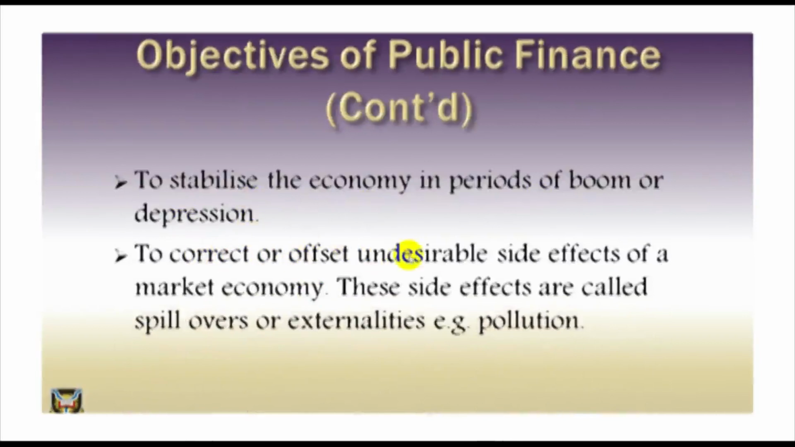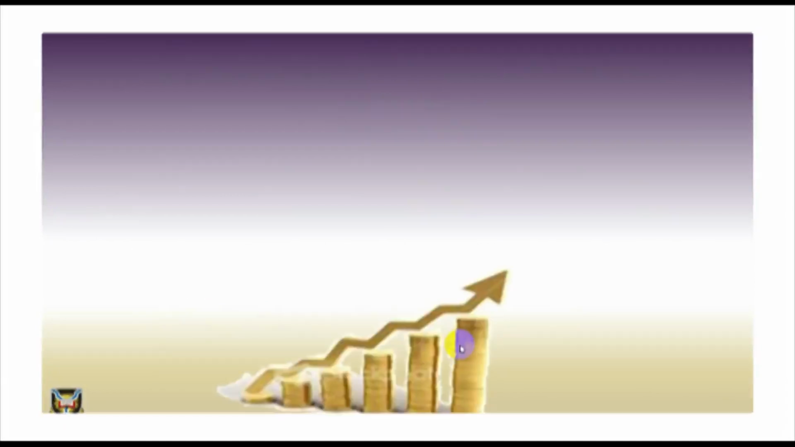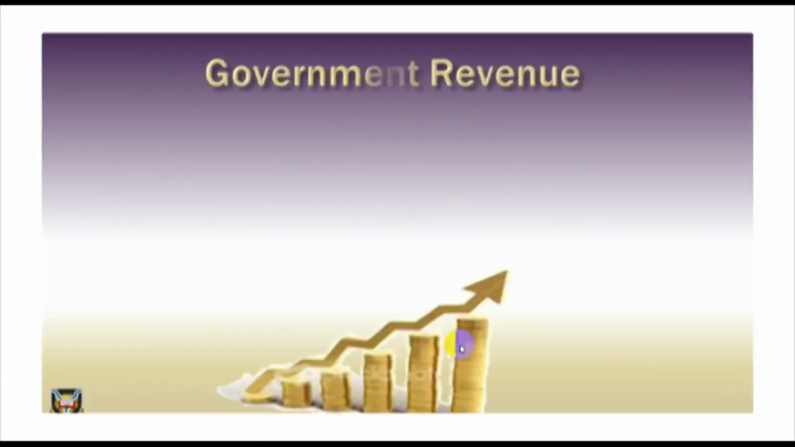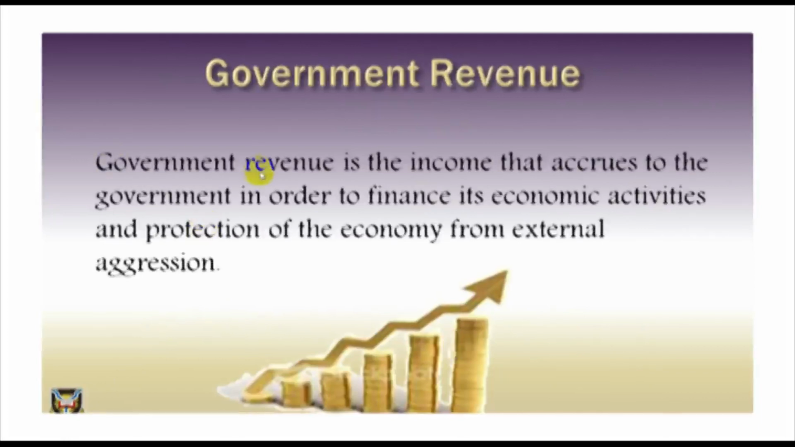E. To stabilize the economy in periods of boom or depression. F. To correct or offset undesirable side effects of a market economy. These side effects are called spillovers or externalities, e.g., pollution.